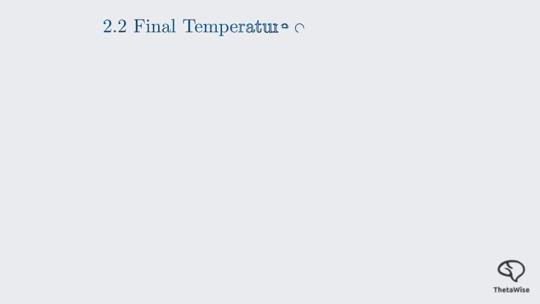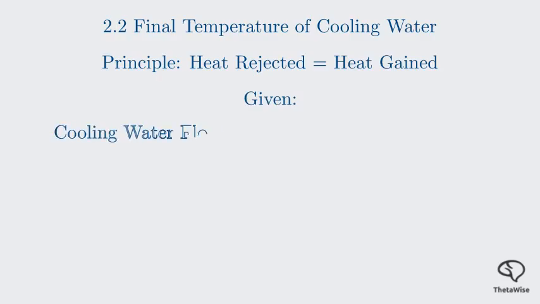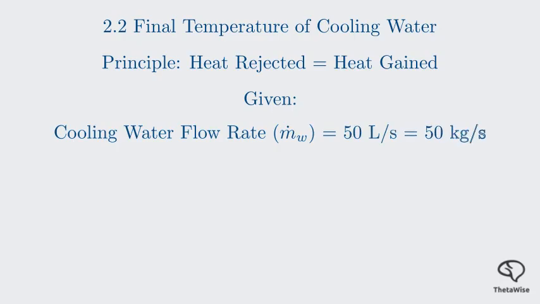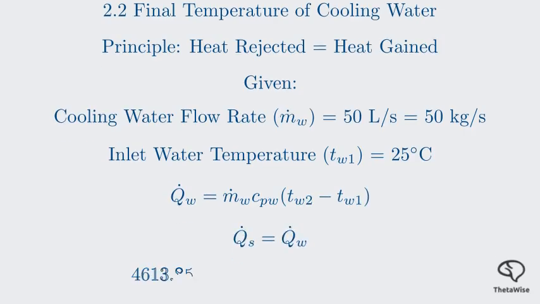2.2. Final temperature of cooling water. Principle: heat rejected is equal to heat gained. Given: cooling water flow rate 50 liters per second, which is 50 kg per second. Inlet water temperature, T_W1, equals 25 degrees. Q equals m times C_PW times the quantity T_W2 minus T_W1. Q_s equals Q_w, so 4613.856 equals 50 times 4.13 times the quantity T_W2 minus 25.